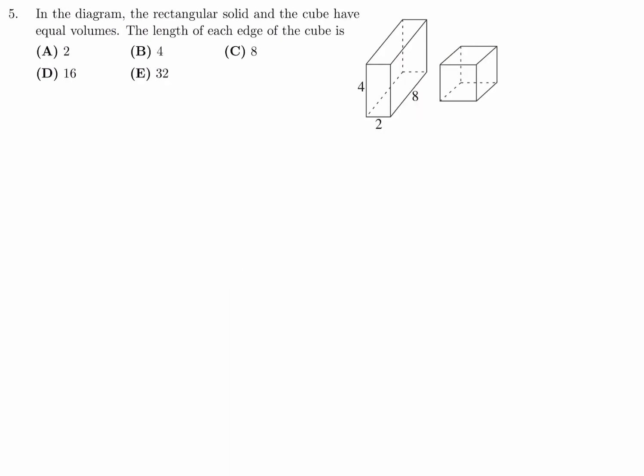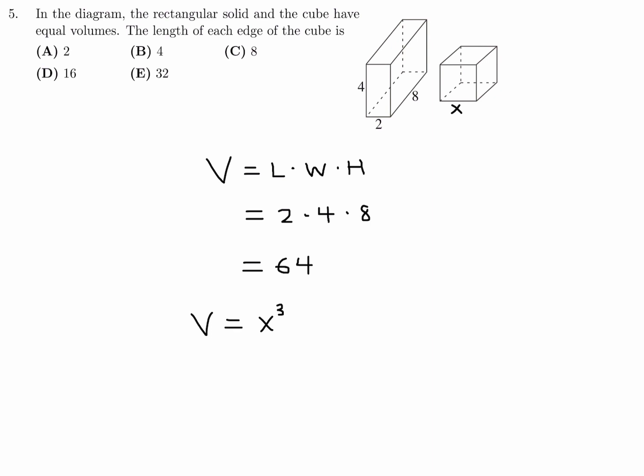In the diagram, the rectangular solid and the cube have equal volumes. The length of each edge of the cube is? So the volume of this solid is length times width times height, which is 2 times 4 times 8. And that is, of course, equal to 64. And then the cube, if the side, let's say, is x, the volume of a cube is x to the power of 3, right?